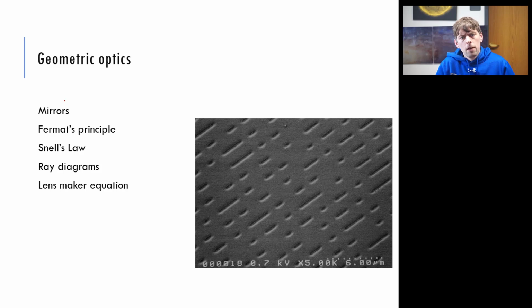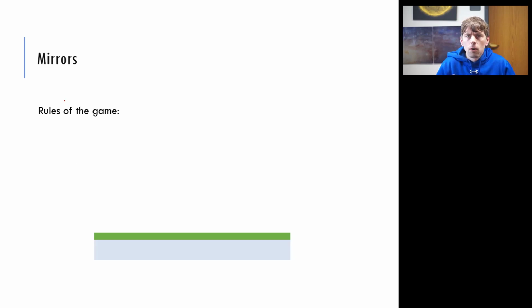Let's get some videos done. So first off, thinking about mirrors, the rule of the game is fairly straightforward. First of all, when we're dealing with a mirror, we need to identify the normal, in other words, the line perpendicular to the surface of the mirror. After that, we have a simple idea that the angle of incidence is equal to the reflected angle.